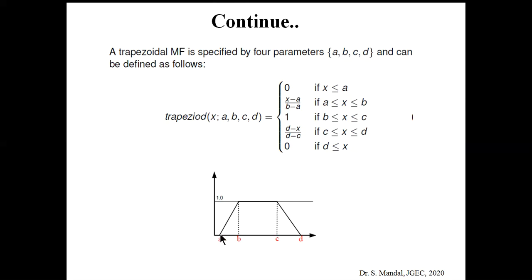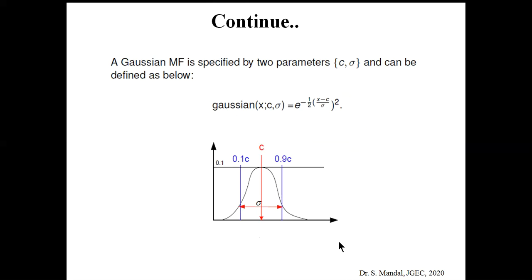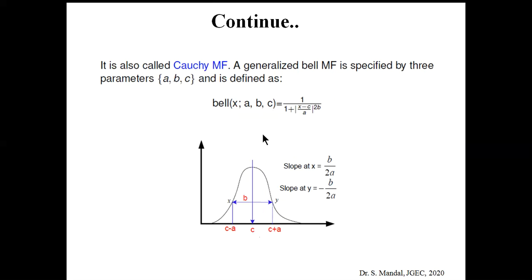Okay, the first point is A, where the trapezoid function starts to rise. B is where it reaches the maximum, like this. Okay, and the next one is the Gaussian function, which is given by c and gamma, and it can be defined by using this function. The shape of the Gaussian function is like this. And this one is the Bell function. The generalized Bell membership function has three parameters and is given by this equation: 1 by 1 plus x minus c to the power 2b by a.